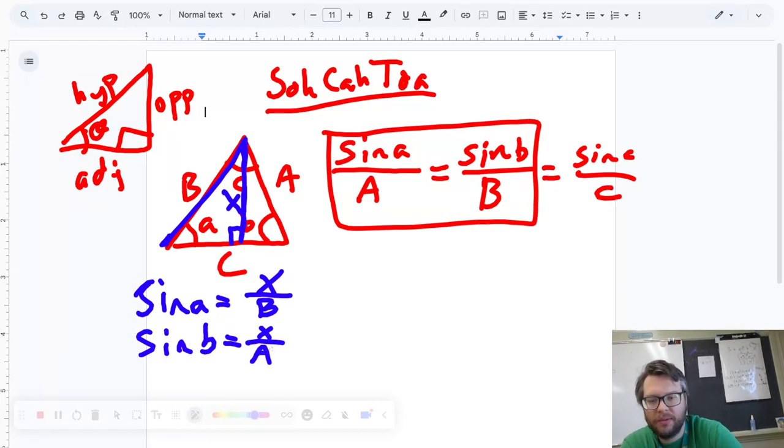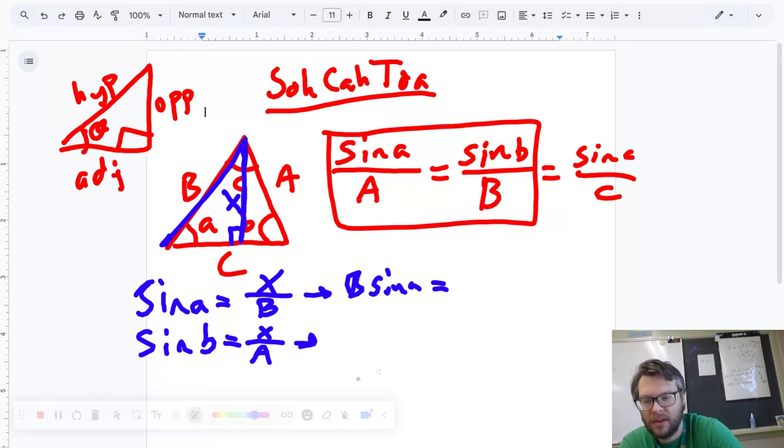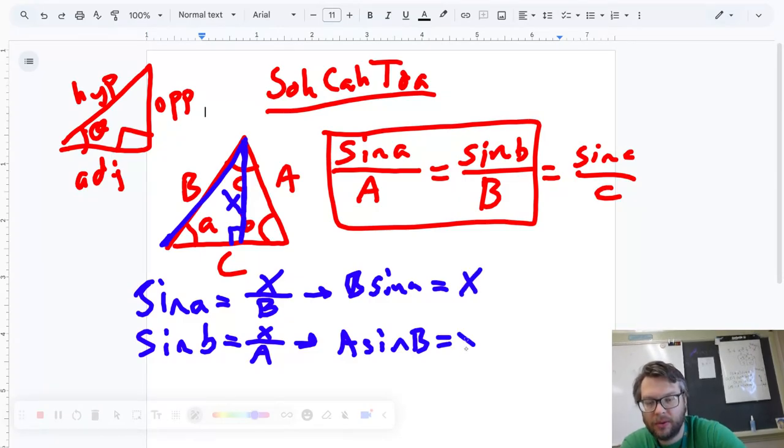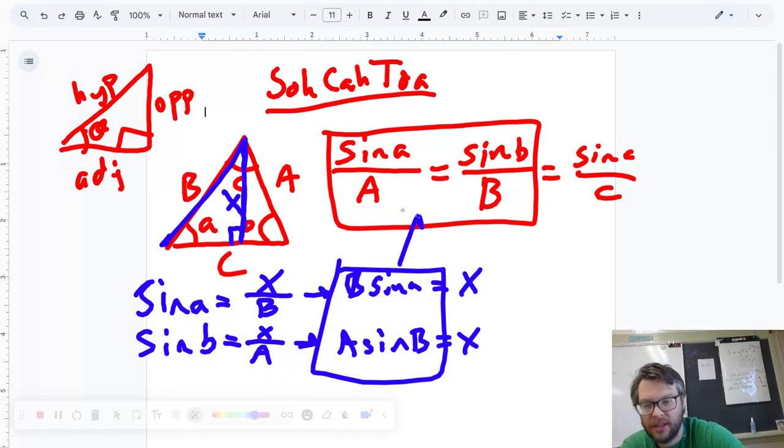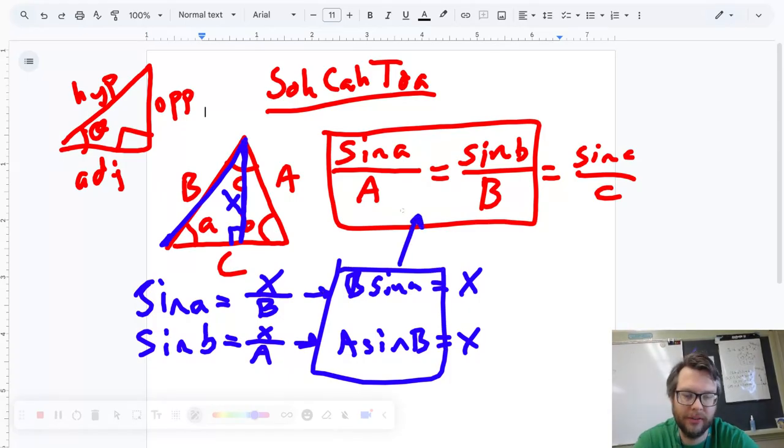Well, if you solve this for x and you solve this for x, you get B sine A, and then over here you get A sine B, and you know that this is equal to x and this is equal to x. So set these equal to each other and divide, and you'll get back right there to the law of sines. Okay? You're not going to be asked to prove it, but that's where the proof comes from.